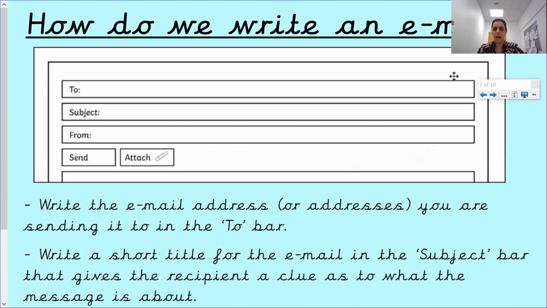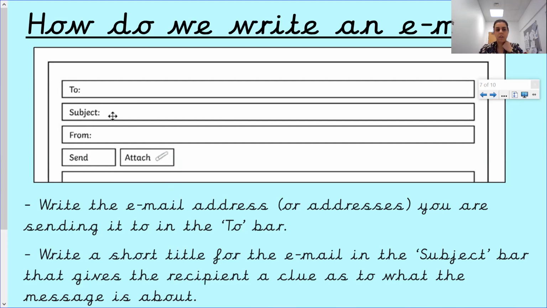Okay, so this is how we write an email. Now we've looked at this example before when we did our English. And we had our To, so this is who you'd be emailing to. The Subject, that's what your email is going to be about. And sometimes it has the From, or that one sometimes automatically goes in that box because you're emailing it from your email account. And you would then write your message.